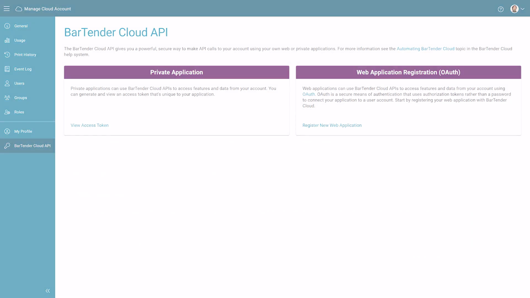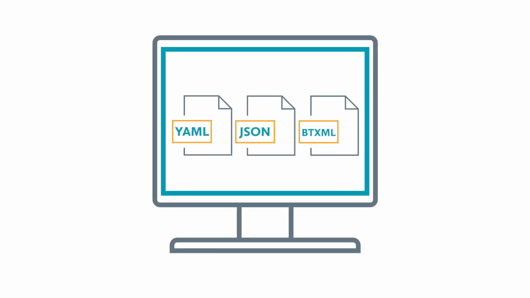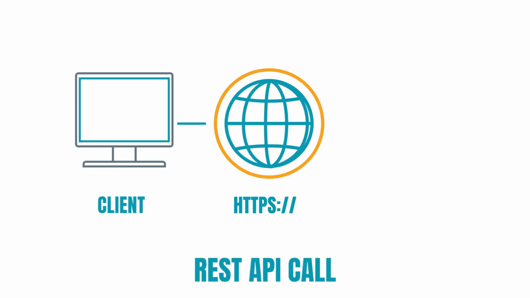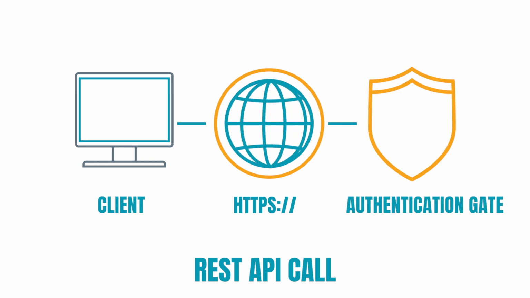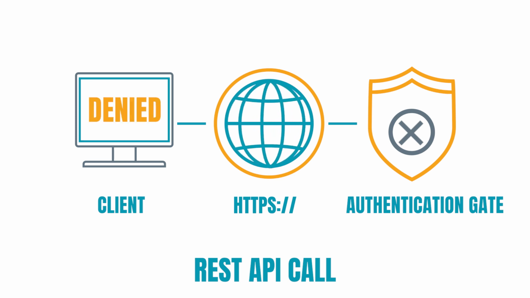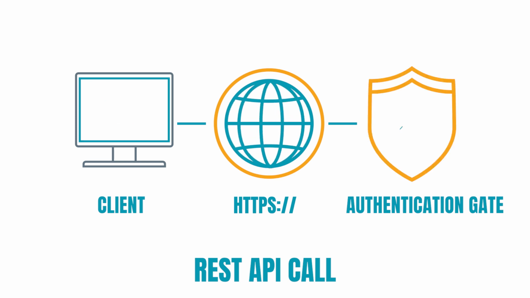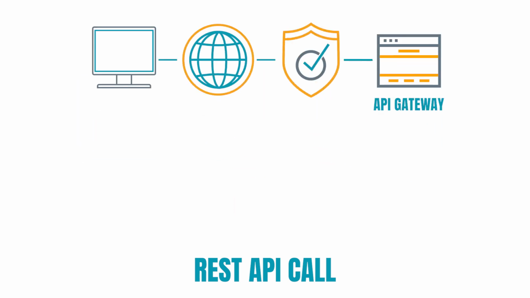Now let's have a look into the BarTender REST API structure. When your client sends a REST API call over HTTPS to BarTender Cloud, it will go first through the authentication gate. If the authentication fails, BarTender Cloud will notify the client that the authentication has been denied.